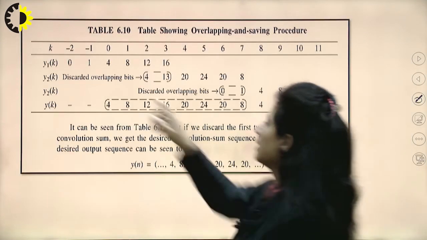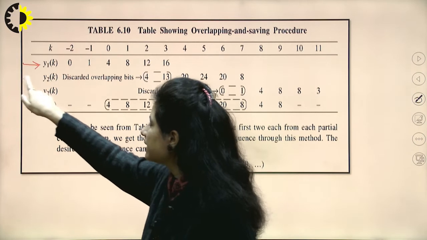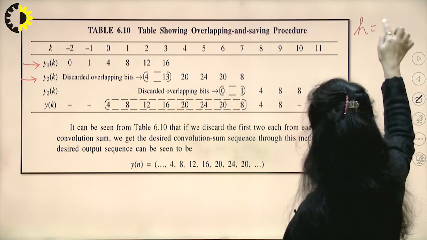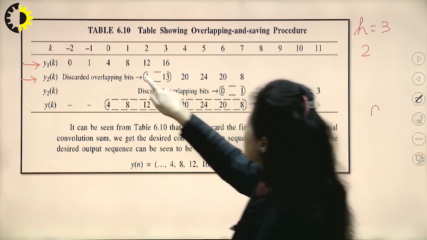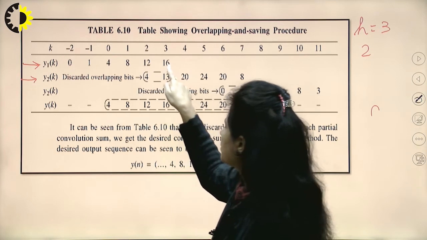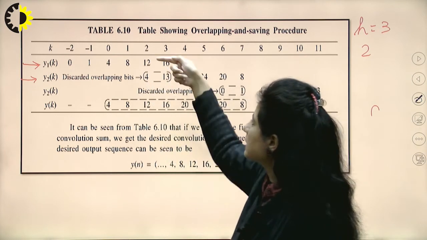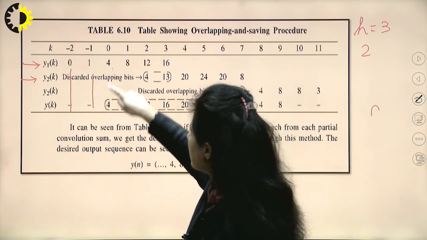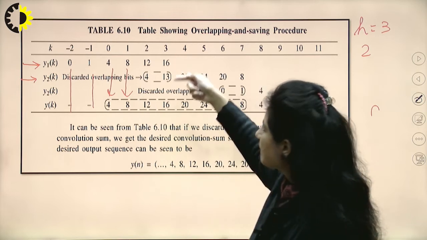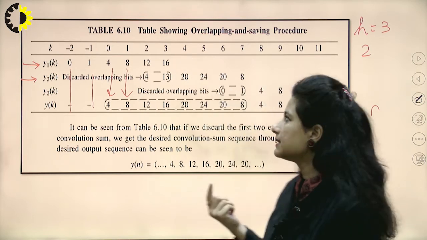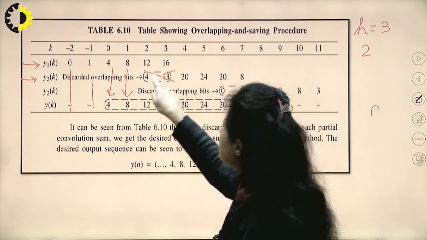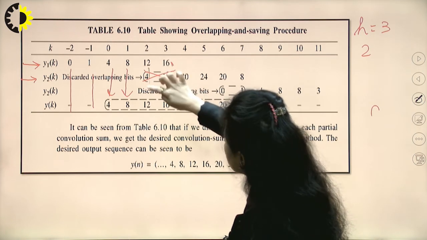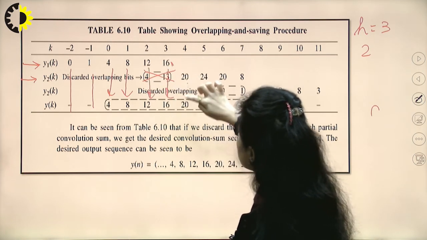Now how to combine them? I would write y1 here and y2 here, overlapping their bits. Again, the length of h was 3, so the overlap would be 2. The last two bits of the first sequence and the first two bits of the second sequence overlap with each other. Now how to combine this? These samples would come as they are, but for the overlapping bits, where in the previous example we were adding the samples, here we discard them, completely ignore them, and write the samples of the above sequence, 12 and 16, and the other samples as they are.